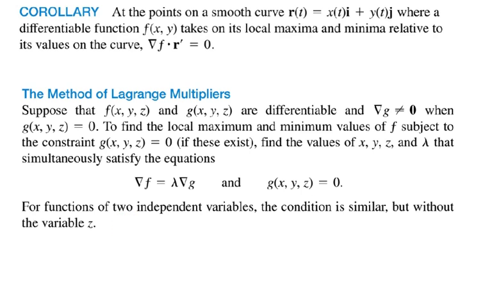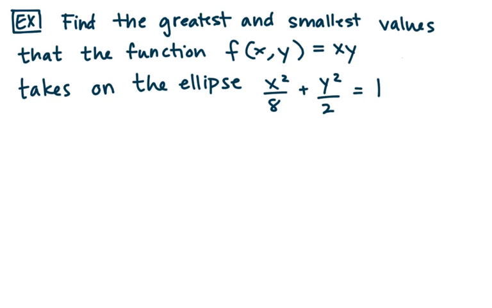All right, let's do our example. For this example, we're going to determine the greatest and the smallest values that this function f of xy equals xy can take or have. Greatest and smallest, max, min, we're optimizing. So the greatest and smallest values that the function f of xy equals x times y takes on the ellipse of x squared divided by 8 plus y squared divided by 2 equals 1.